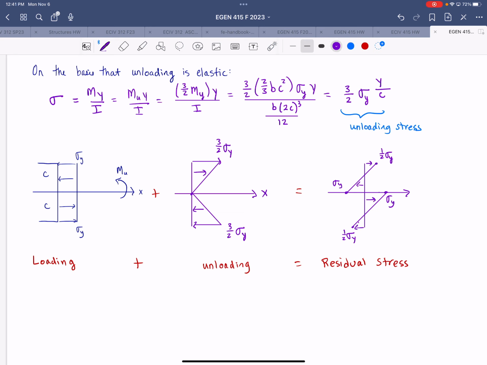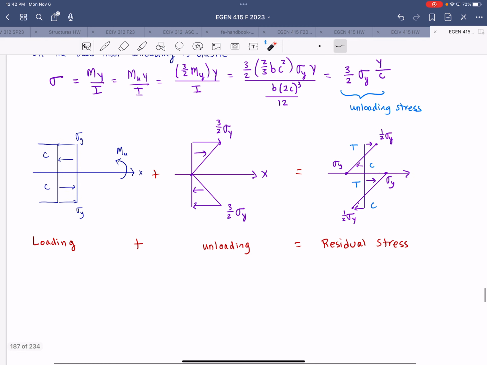Right, here we would have tension at the top and compression at the bottom, and then somewhere in the middle it would switch again, right? So we have a distribution, something like that.